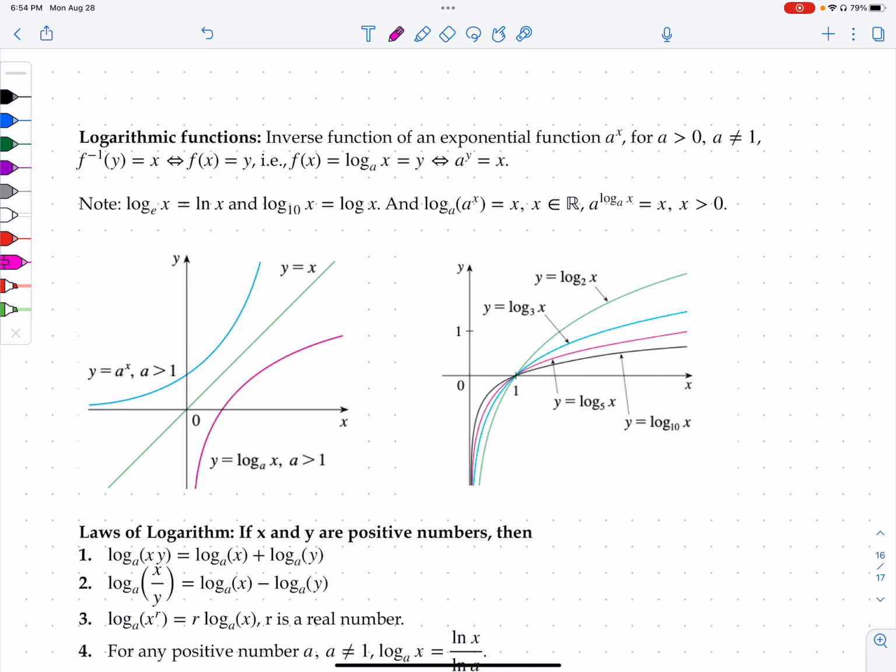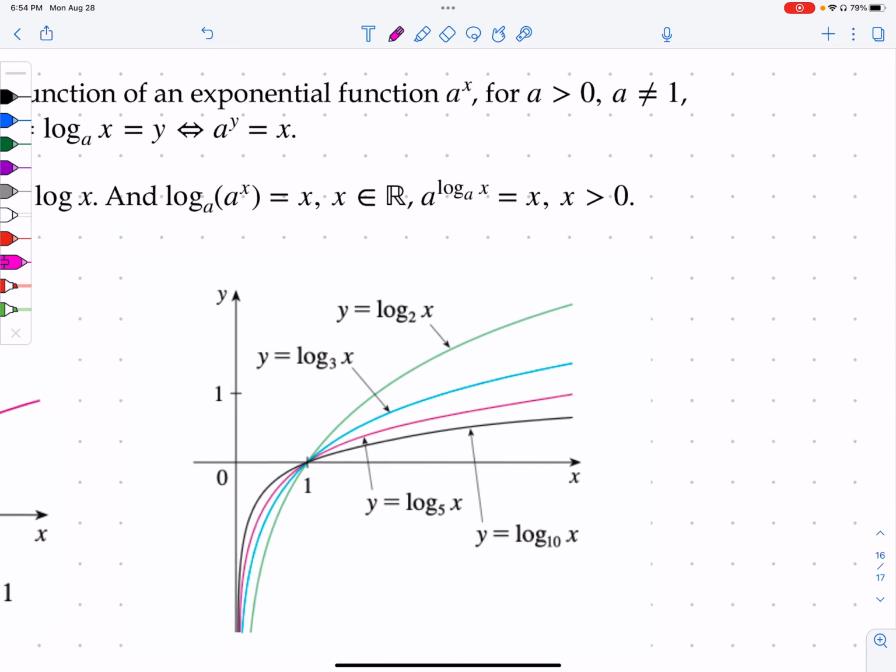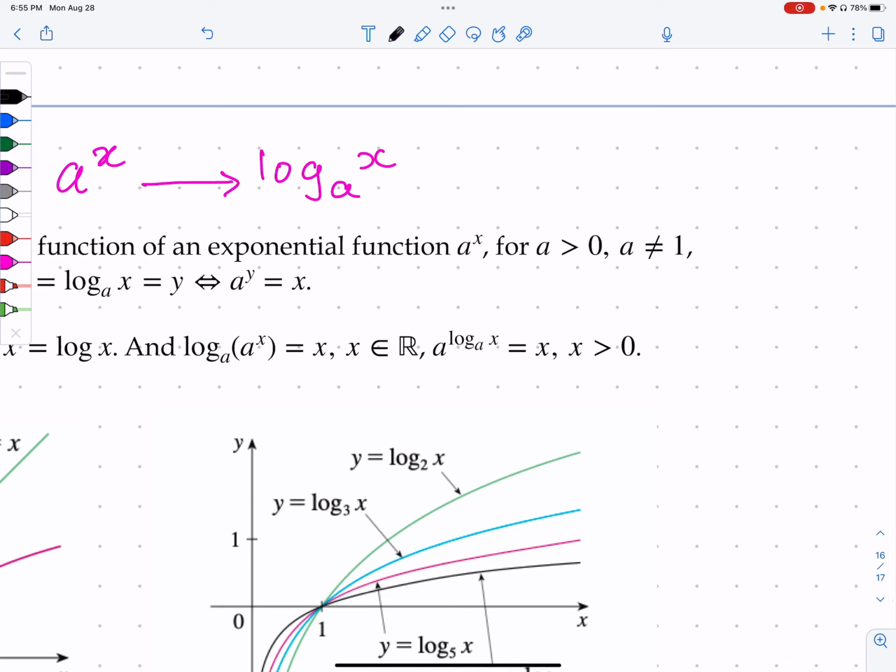So if you have a function a to the x, whose inverse function would be log x base a. So what does it do? In general, if you say log x base a, what we are asking is the following question: what is the power of a that will give me x, right? And that would be your output. That would be your y.